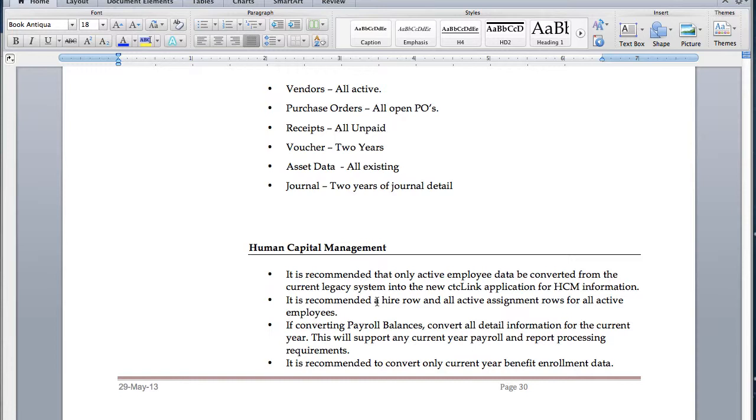So it's a pretty big part of the project and a crucial step to get our data over. And this is the strategy to accomplish that.